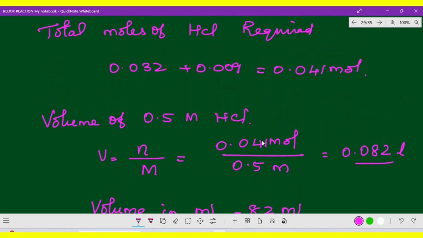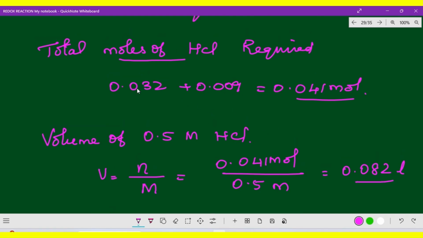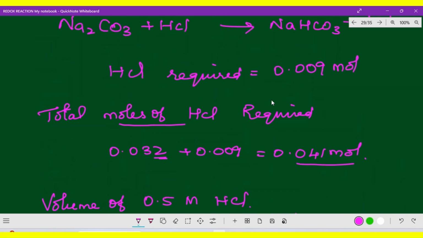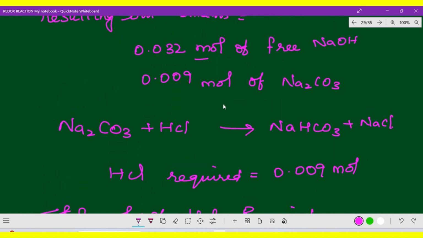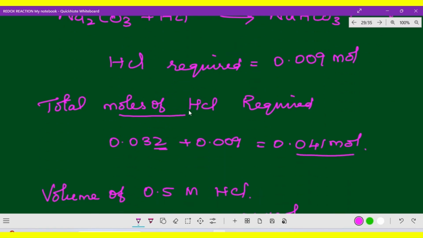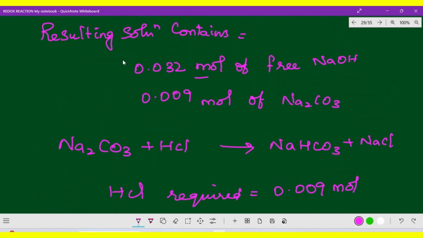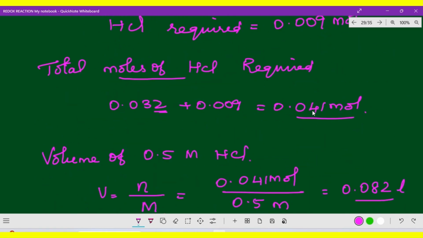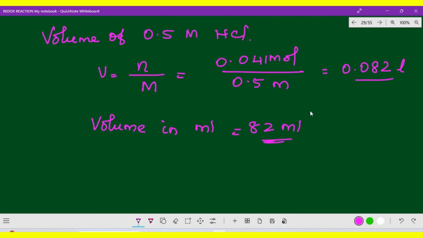Now in this point, how do we get 0.041? It is the number of moles which is required. These both we are calculating: 0.032, which is the free remaining NaOH, and the number of moles of sodium carbonate. If you add these both, you will get the total moles of HCl required. I hope you got the clarity about these two, the resulting solution containing free NaOH and free Na2CO3. When we add, finally we come to the result. It's a very long procedure and process. I hope you got that idea.